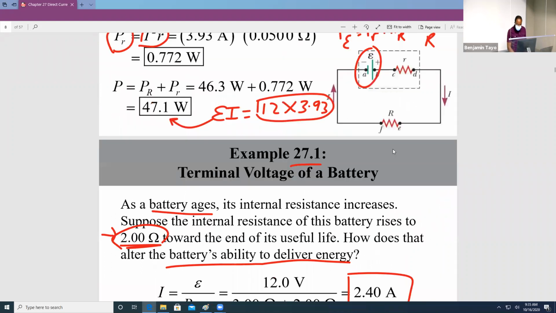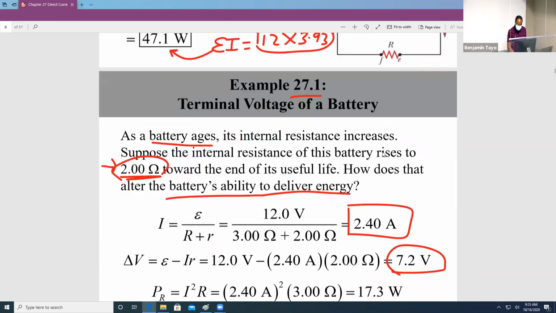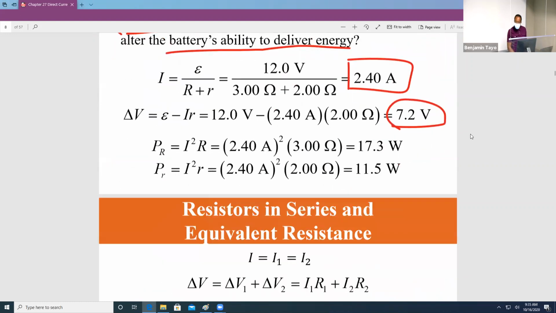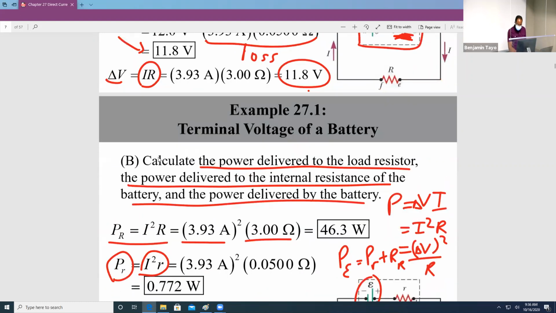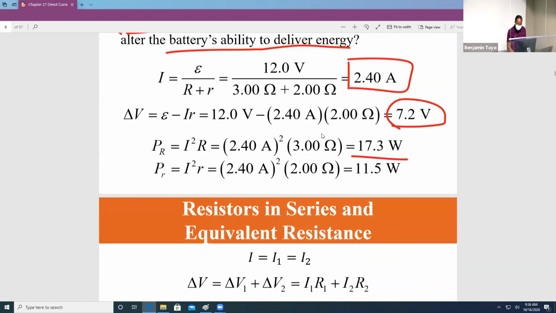So we're going from 11.8 to 7.2. And the amount of power going to the resistor has dropped from 46.3 to barely 17.3. So why does the resistance increase over time inside the battery? All right, so that's a good question.